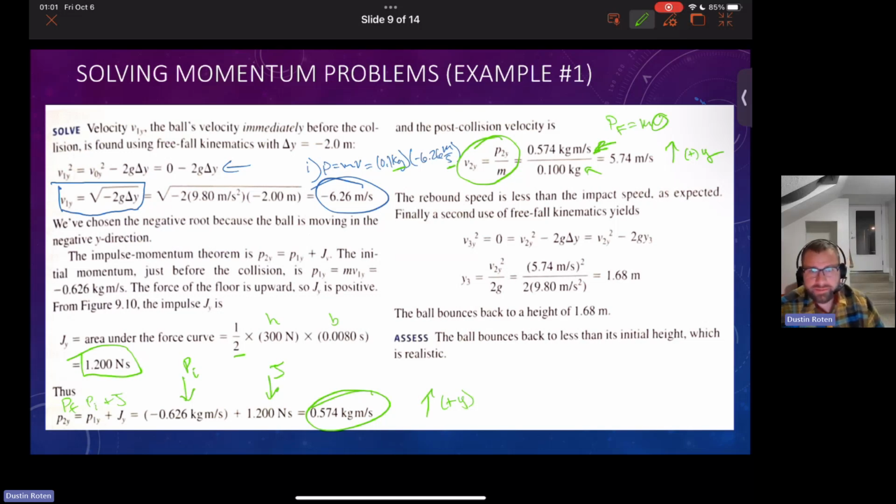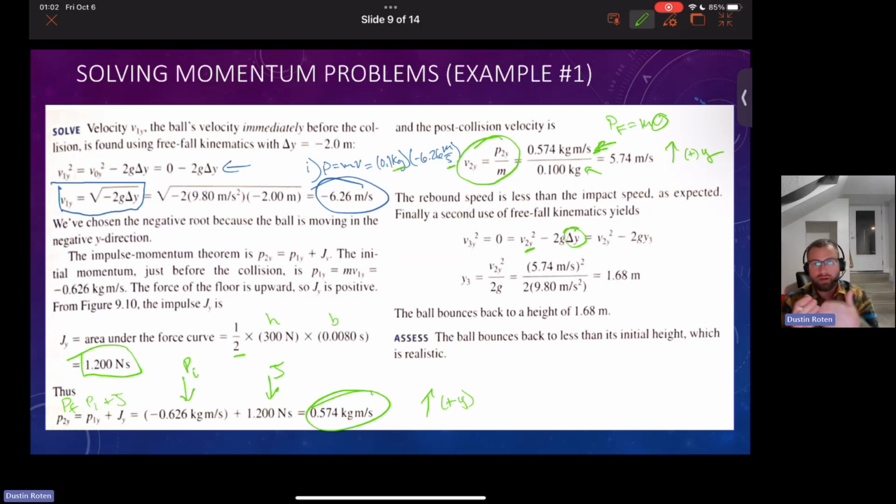So you'll notice that the rebound speed is less than the impact speed. That's expected because on the way down, it had a gravity assist. On the way up, it doesn't have that gravity assist. So now all we need to do is figure out how far up it goes, and we can use the same kinematic equation. We have the initial speed, then also it is going to be negative g, so minus the 2g delta y. Okay, we can plug things in and solve for delta y.